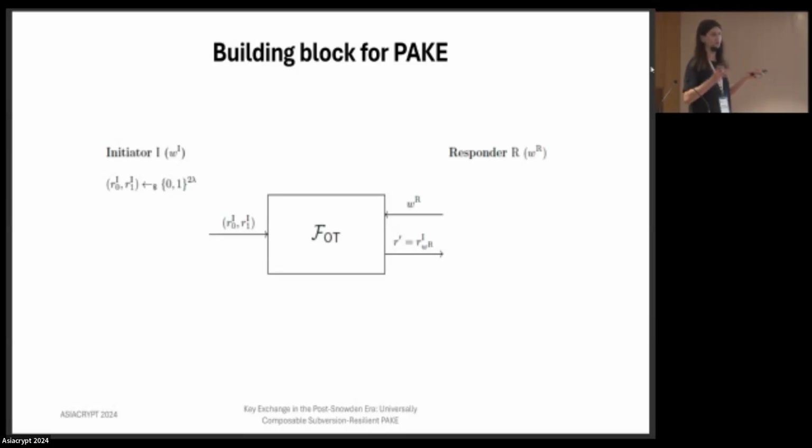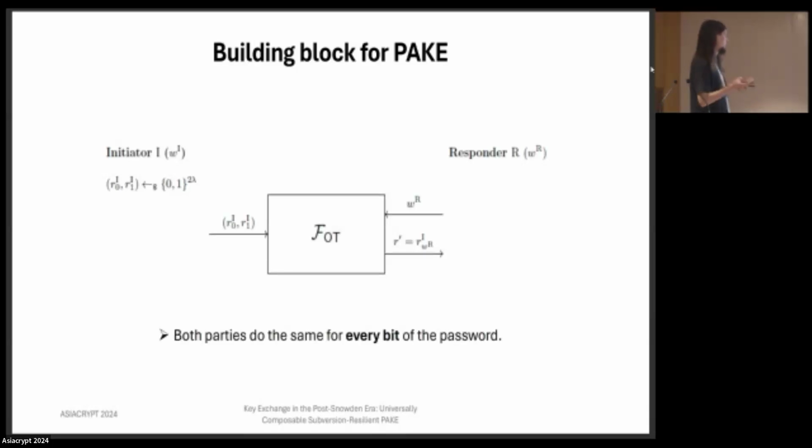Of course, these two parties will be able to agree on the same value only if they actually know the same password bit. Of course, this is just for 1 bit. What's actually happening in the protocol is that this happens for every bit of the password, and both parties should do that because otherwise one party has full control of the key. But again, that's what we want to focus on.